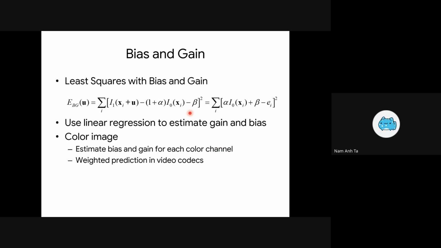To solve for these parameters, we can plug them into the mean square error formula right here, the squared one, and use linear regression. This ensures that the alignment is driven by the actual structure of the image, not the exposure changes. You may find these techniques in MPEG encoding for weighted prediction, and it can even be applied to each color channel separately for more complex lighting scenarios.